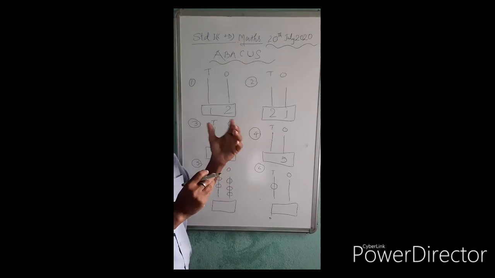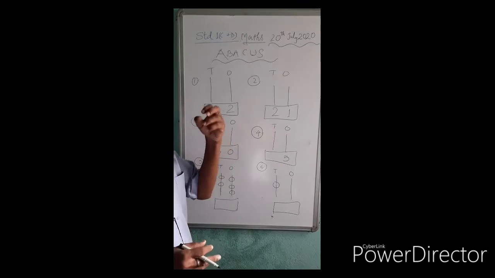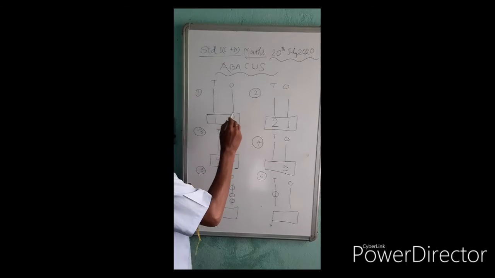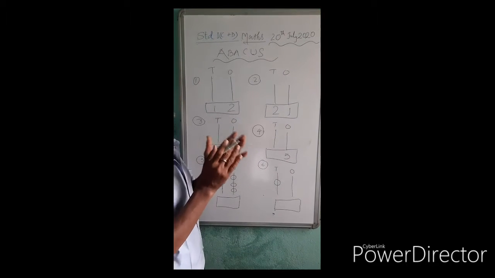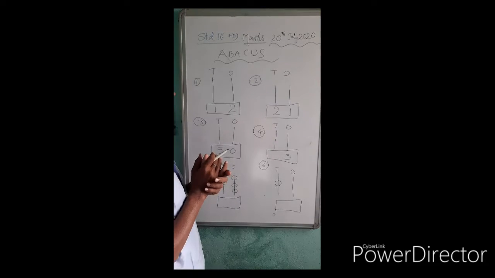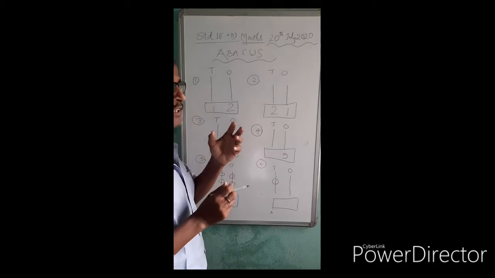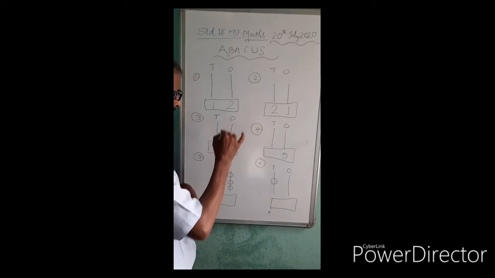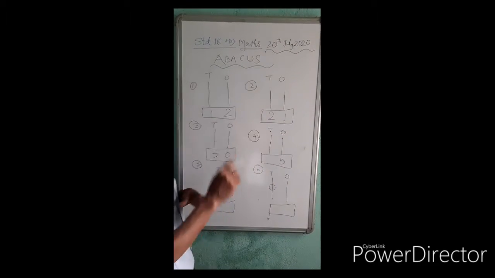And this same thing is expressed in another way, that we call abacus. In abacus, we show the numbers on the spike. We call it spikes. The line which we see here, that line is called the spikes.